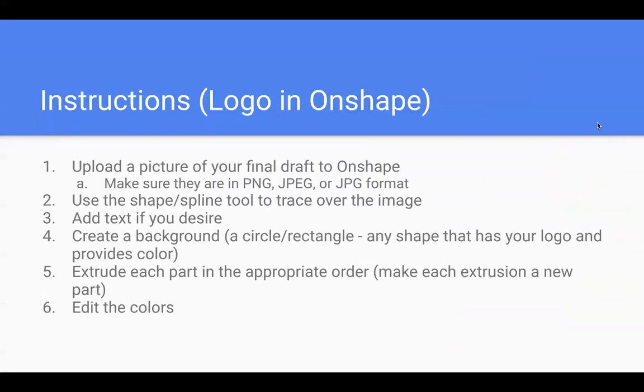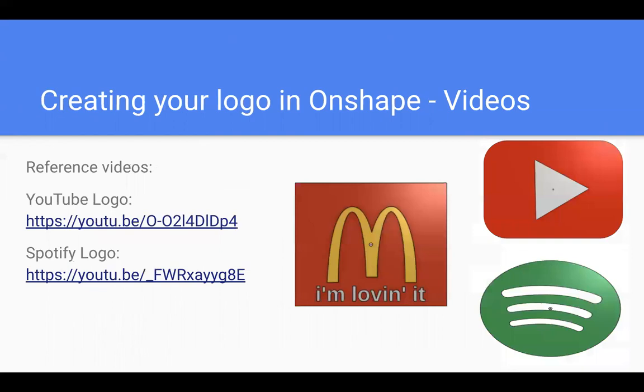And then you can add a background, just add something that makes it different from the Onshape background. It would look a lot better. And then extrude each part or each sketch, and then add colors to it. So here are some reference videos. I'll add in the McDonald's video. I don't know why it's gone now, but I can add that in.